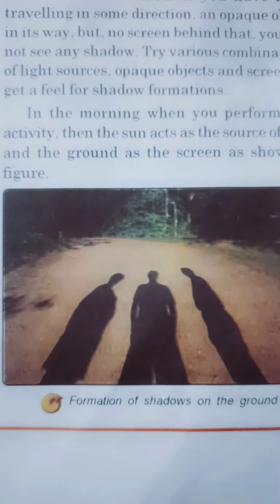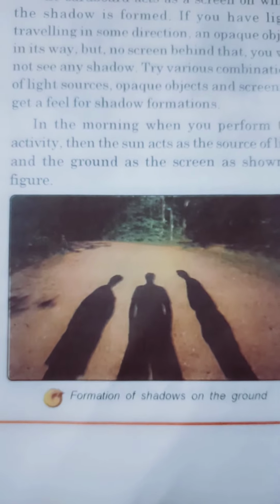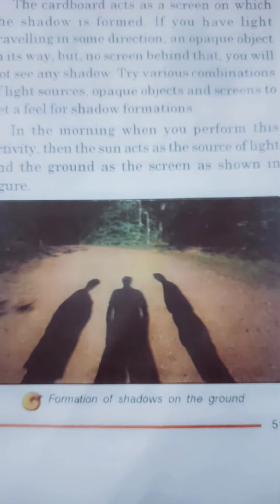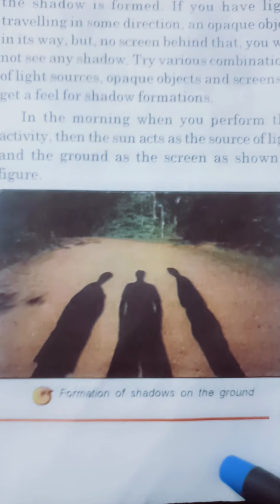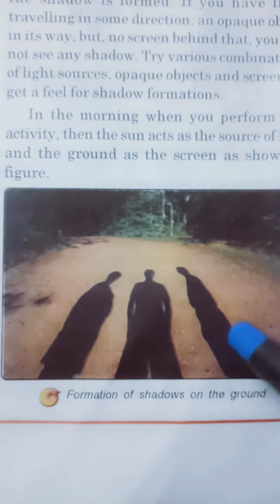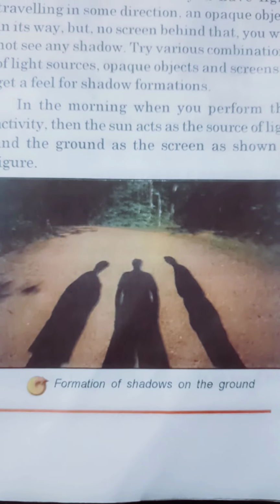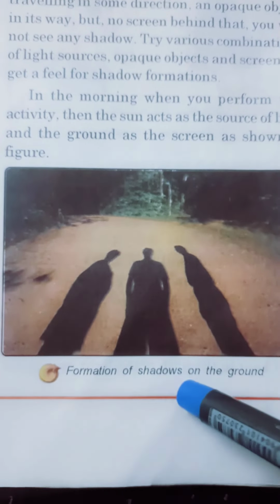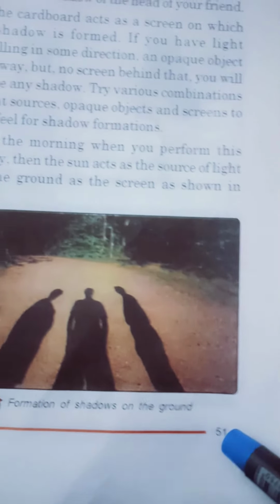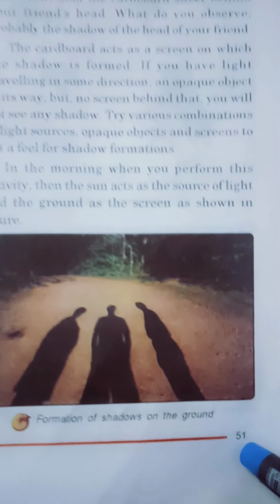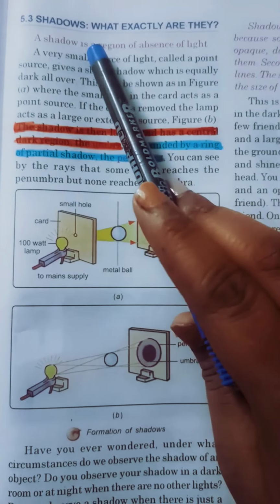Now today we are going to begin with shadows. How exactly are they? I just hope you all can see this picture. What is there in this picture? Shadow of these three people, right? Formation of shadows on the ground. You can turn your book to page number 51, and in this book you will find this topic, shadows.